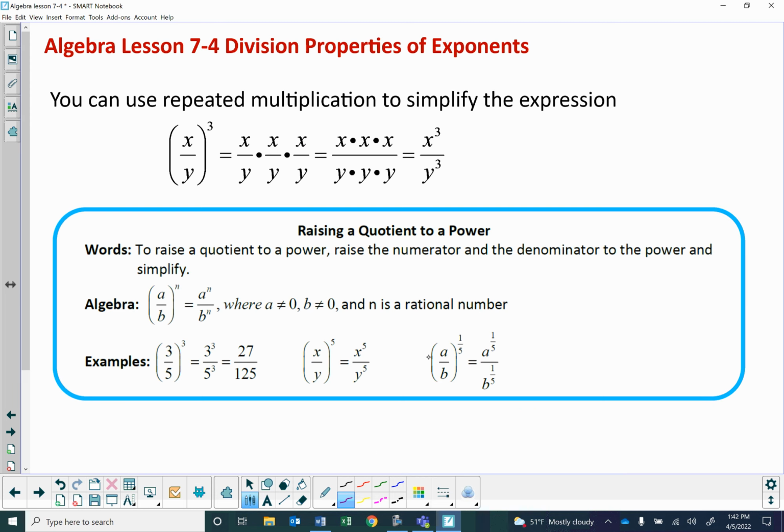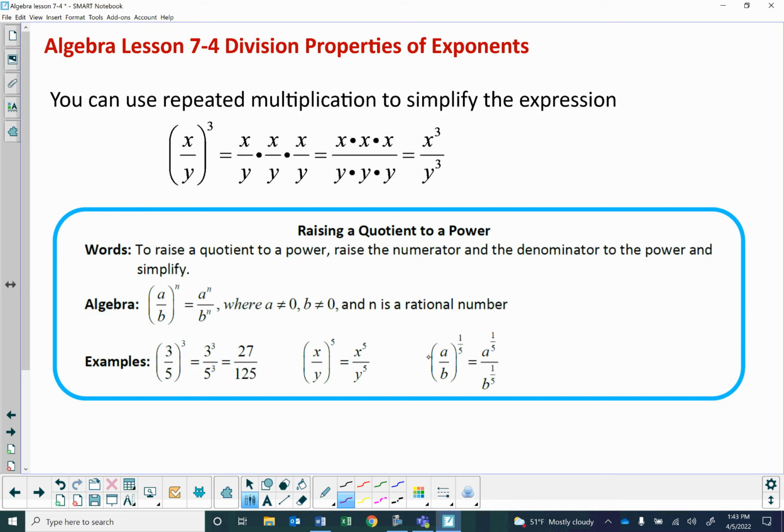Okay. Now, we can use repeated multiplication to simplify an expression where you have to distribute the exponent as well. x divided by y all to the third means x over y times x over y times x over y, which is the same as saying x times x times x divided by y times y times y, which means x to the third and y to the third. Just like when we raised a product to a power, when you raise a quotient to a power, you have to distribute that exponent to everything. So to raise a quotient to a power, raise the numerator and the denominator to the power, and then simplify.